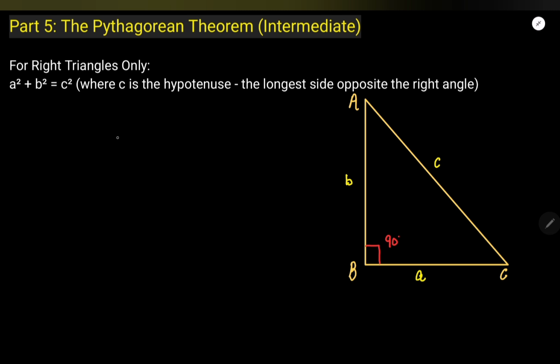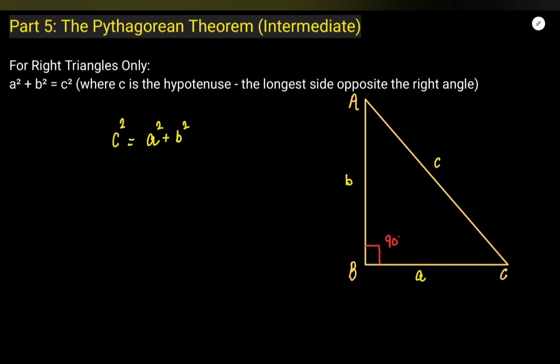Then he said that hypotenuse square, that is C square, will always be equal to the sum of squares of the other two sides: A square plus B square. Okay, this always works in Pythagoras theorem. This always works in a right angle triangle.